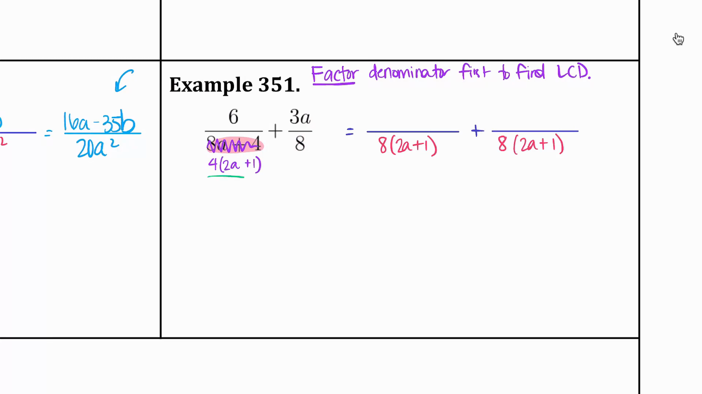Okay, so let's see how we changed our original denominators to get to our new one. Okay, well this has 4 times 2a plus 1. The 2a plus 1 is already there, but I need to change that 4 to an 8. So I'm going to multiply the denominator by 2 and the numerator by 2.